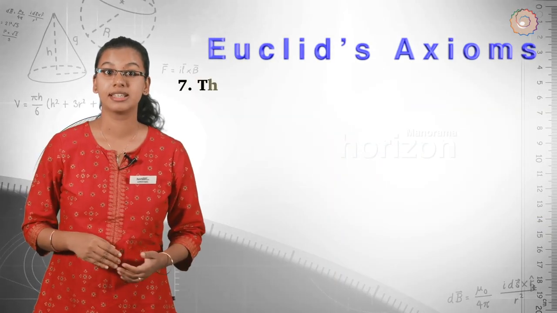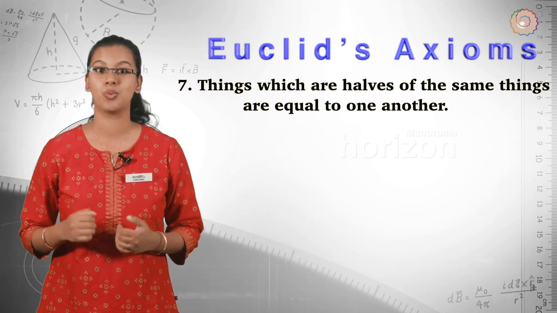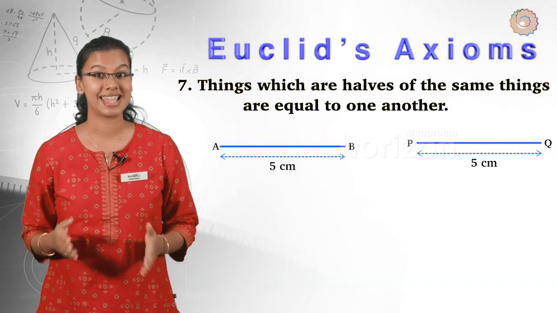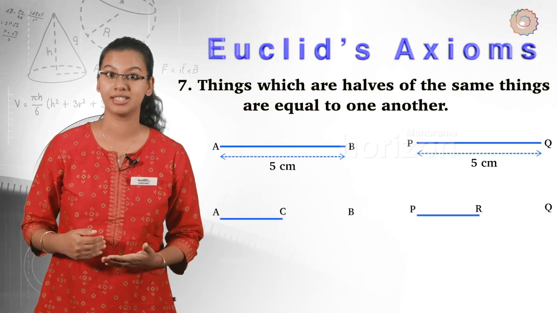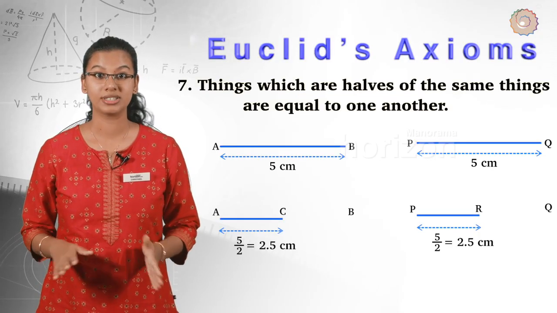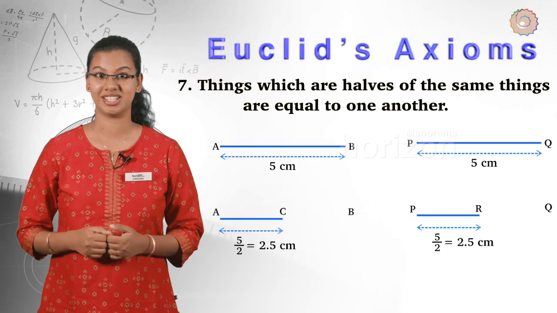The last one is, things which are halves of the same things are equal to one another. Consider the same lines AB and PQ. If we take half of the lengths of both lines, the lengths will become 2.5 cm, which are equal to each other.